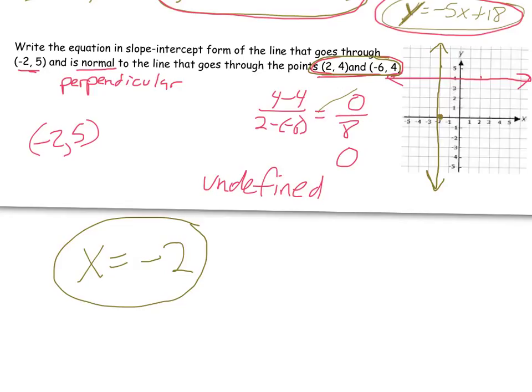Okay, hopefully these examples help you working on the assignment for today dealing with equations of lines.